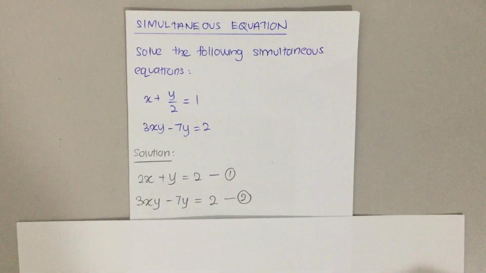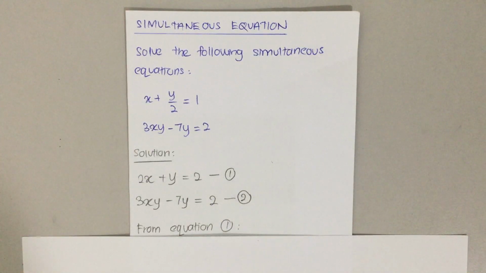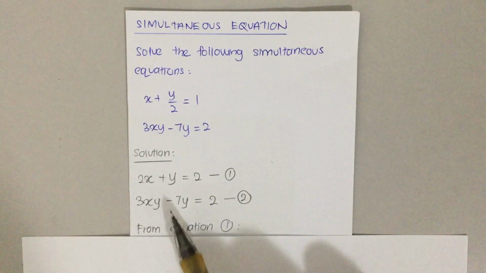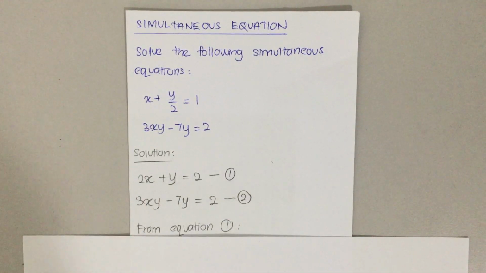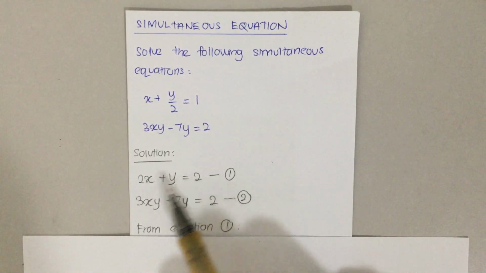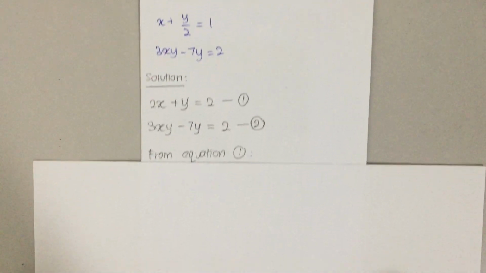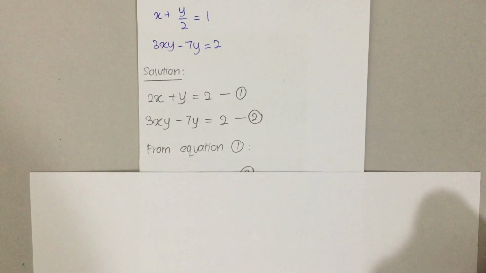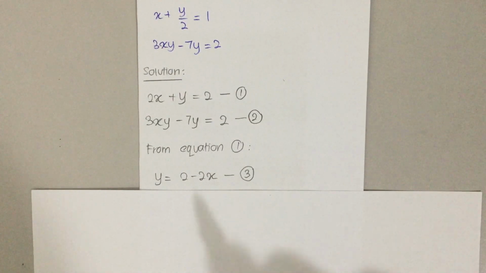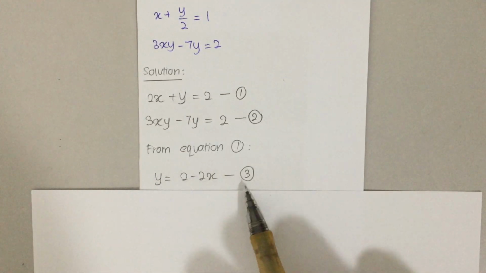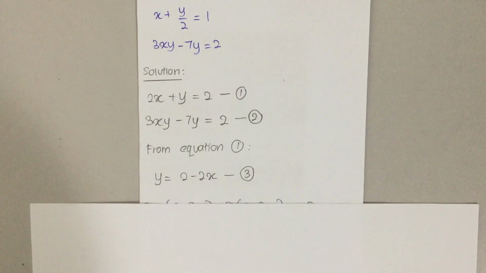Okay, moving on. From equation 1, what we're going to do is form an expression of y in terms of x. It's very simple, guys. So y equals 2 minus 2x, which will be a third equation. Then we're going to use this third equation and substitute into equation number 2. Okay, moving on to the next step.